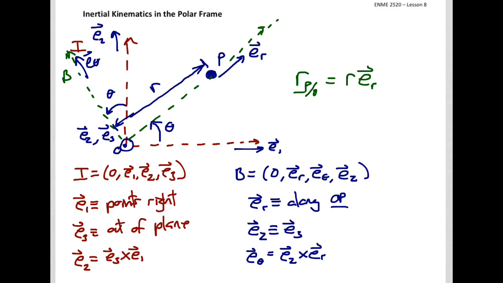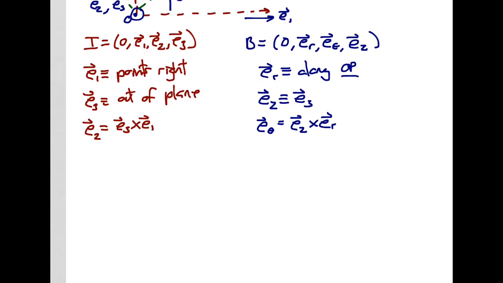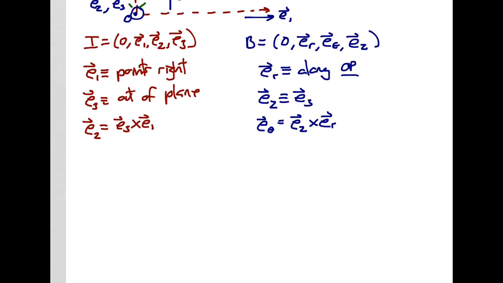But remember, to apply Newton's second law, which is what we do, we always need to have our velocity and our acceleration in the inertial reference frame. Currently, our position vector is defined in the polar reference frame, which is a non-inertial reference frame. Remember, it's a rotating reference frame, so it's non-inertial. And so to get those kinematics, let's work through that.